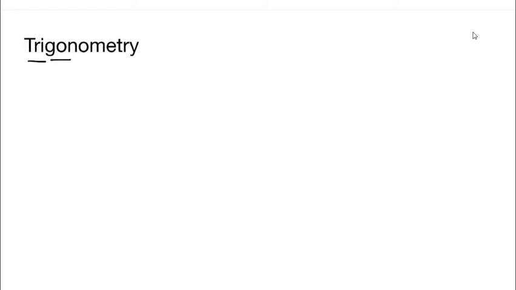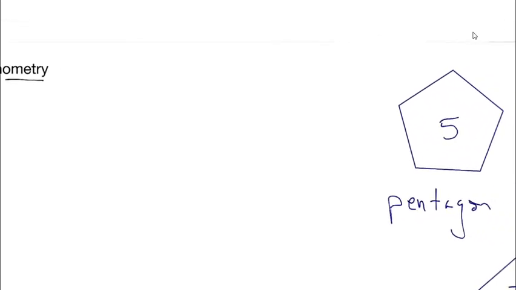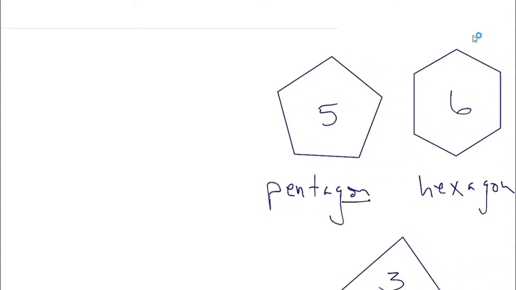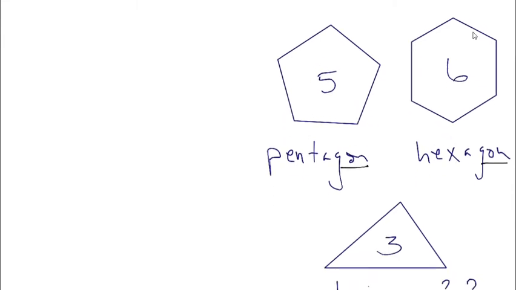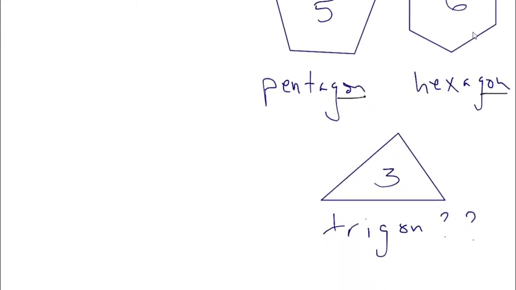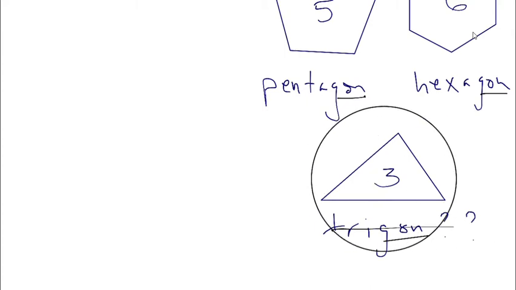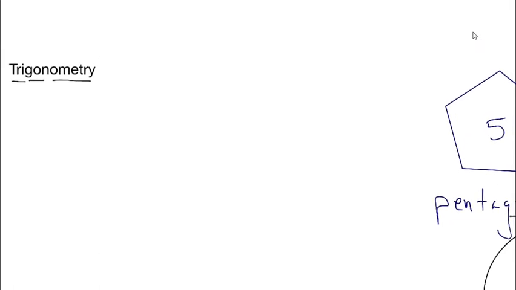I want you to notice we have three pieces here. We have trigon and metry, and I want you to know that gon, of course, means sides. We have pentagons, we have hexagons, and if you'll be a little creative, you can imagine that we could have things called trigons, things that have three sides. Of course, what we actually call those is not a trigon. We call these triangles. And this week, we're going to specifically study right triangles.